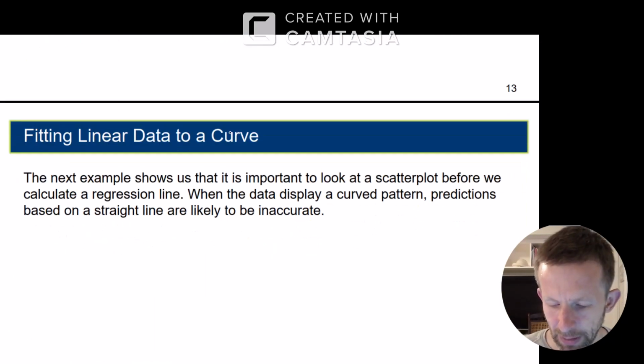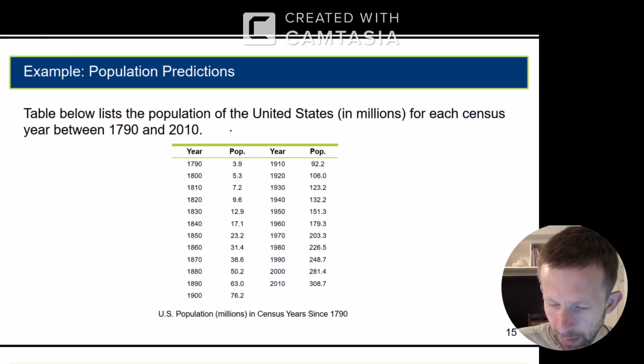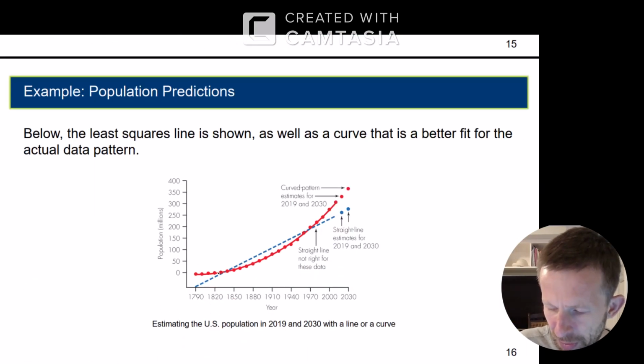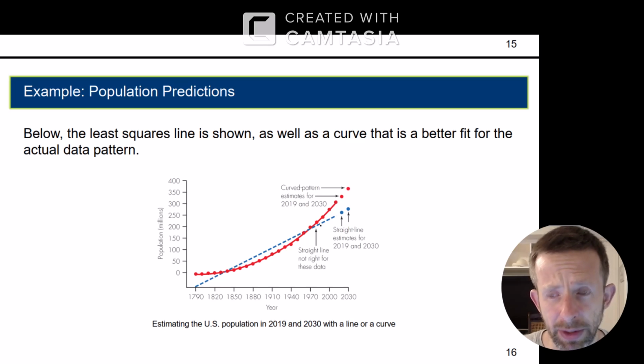All right, lastly, the last example. You've got a table below that lists the population of the United States for each census between 1790 and 2010. And the data is growing at an exponential rate. So if you try to fit a line to exponential growth, and then you start making predictions out into the future, they become increasingly inaccurate.